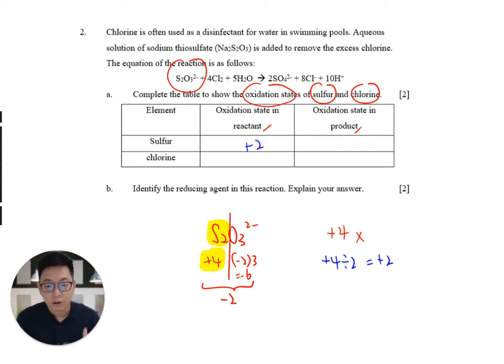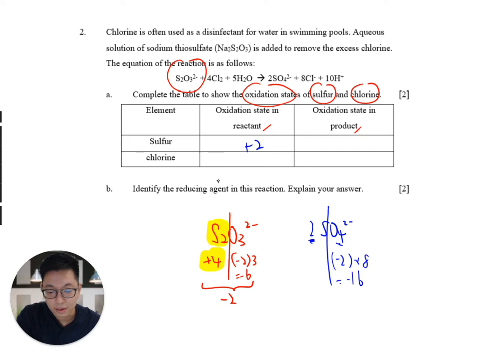Now what about oxidation state of sulfur in the product? So in the product we have 2SO4 2-. So what some students will do wrongly is they will put the 2 inside. Oh, teacher, I've got 2 here, right? And O4, right? So oxygen is -2 times 4 times 2 is times 8, -16. And that's not correct.